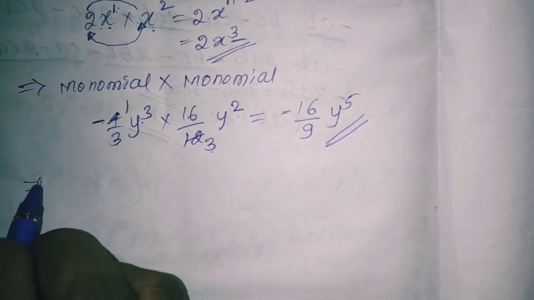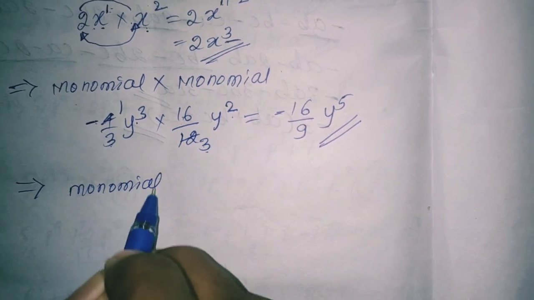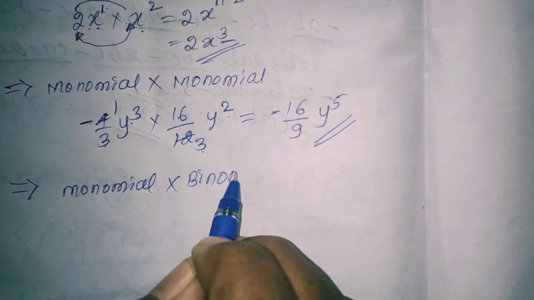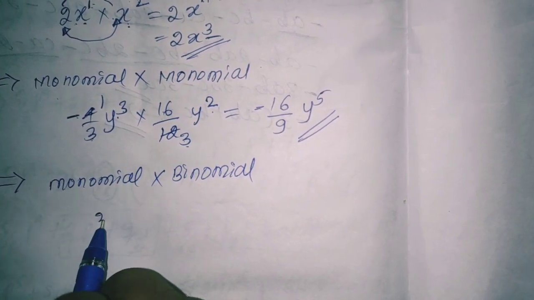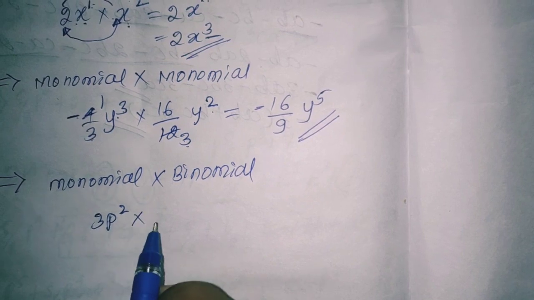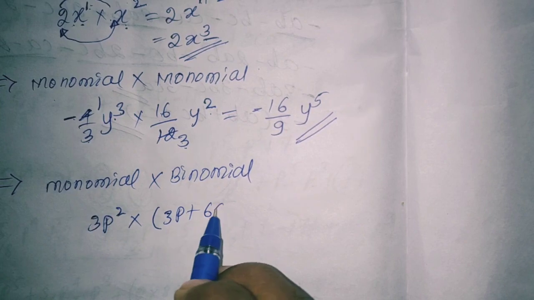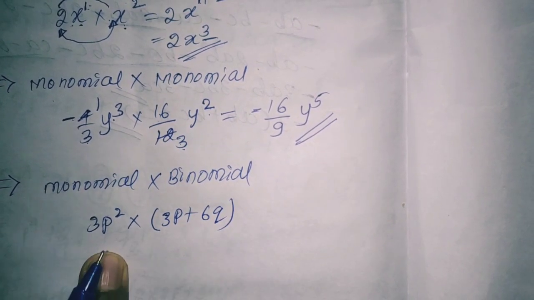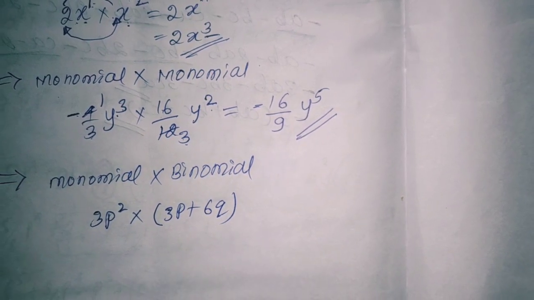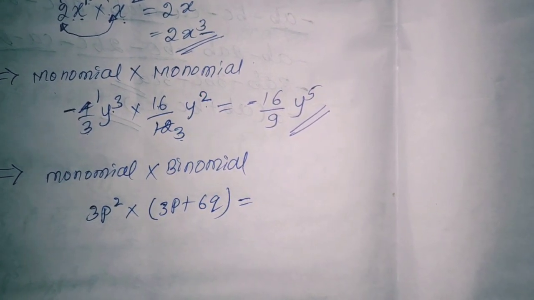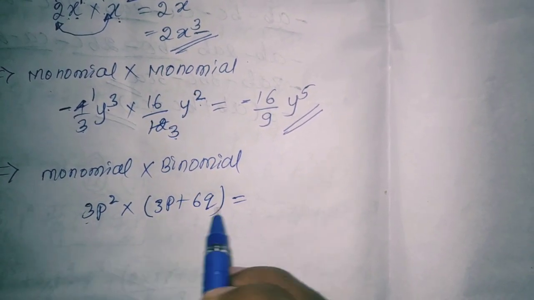So now we will have some other examples based on monomial into binomial. That means here a single term will be there, 3p square multiplied with a binomial, then we have to put the bracket, 3p plus 6q. One monomial and a binomial. Binomial means two terms. In this case we have to apply the distributive property. We know that distributive property, that is a basic thing. Distributive property means this is distributed among these two numbers.